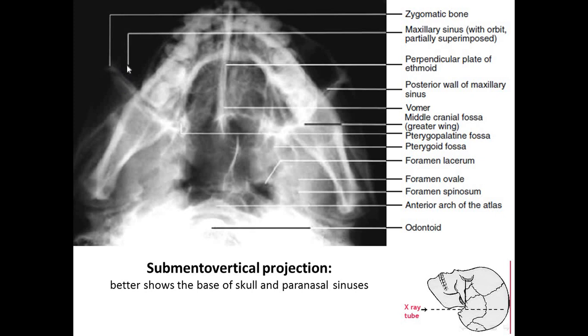This is the zygomatic bone, and this is the maxillary sinus. This structure is the nasal septum. Superiorly, it is formed by the perpendicular plate of ethmoid bone, and inferiorly by the vomer. This is the greater wing of sphenoid bone. These small round and oval shaped structures are the skull base foramina. This is the anterior arch of the atlas, and this is the dens of the axis.